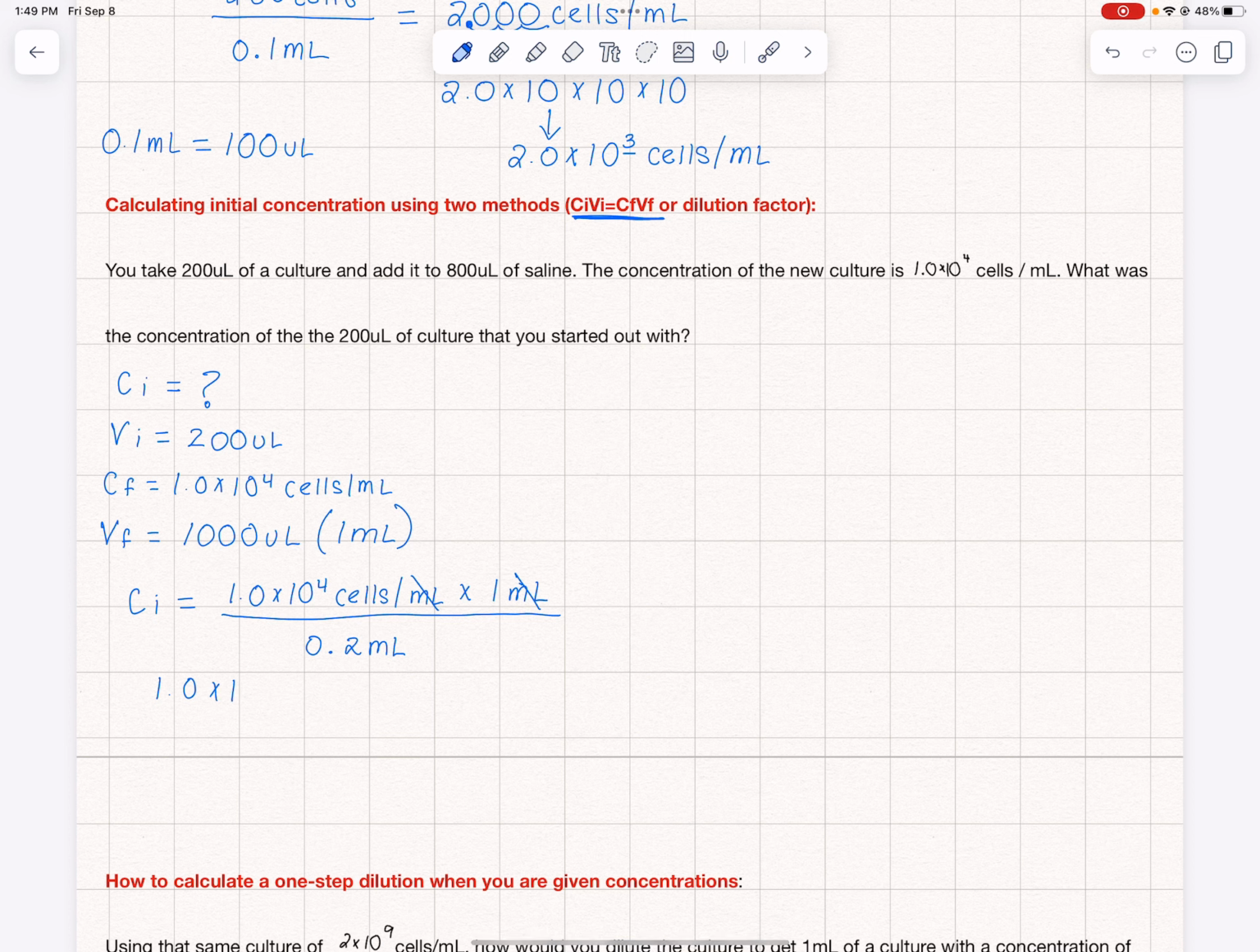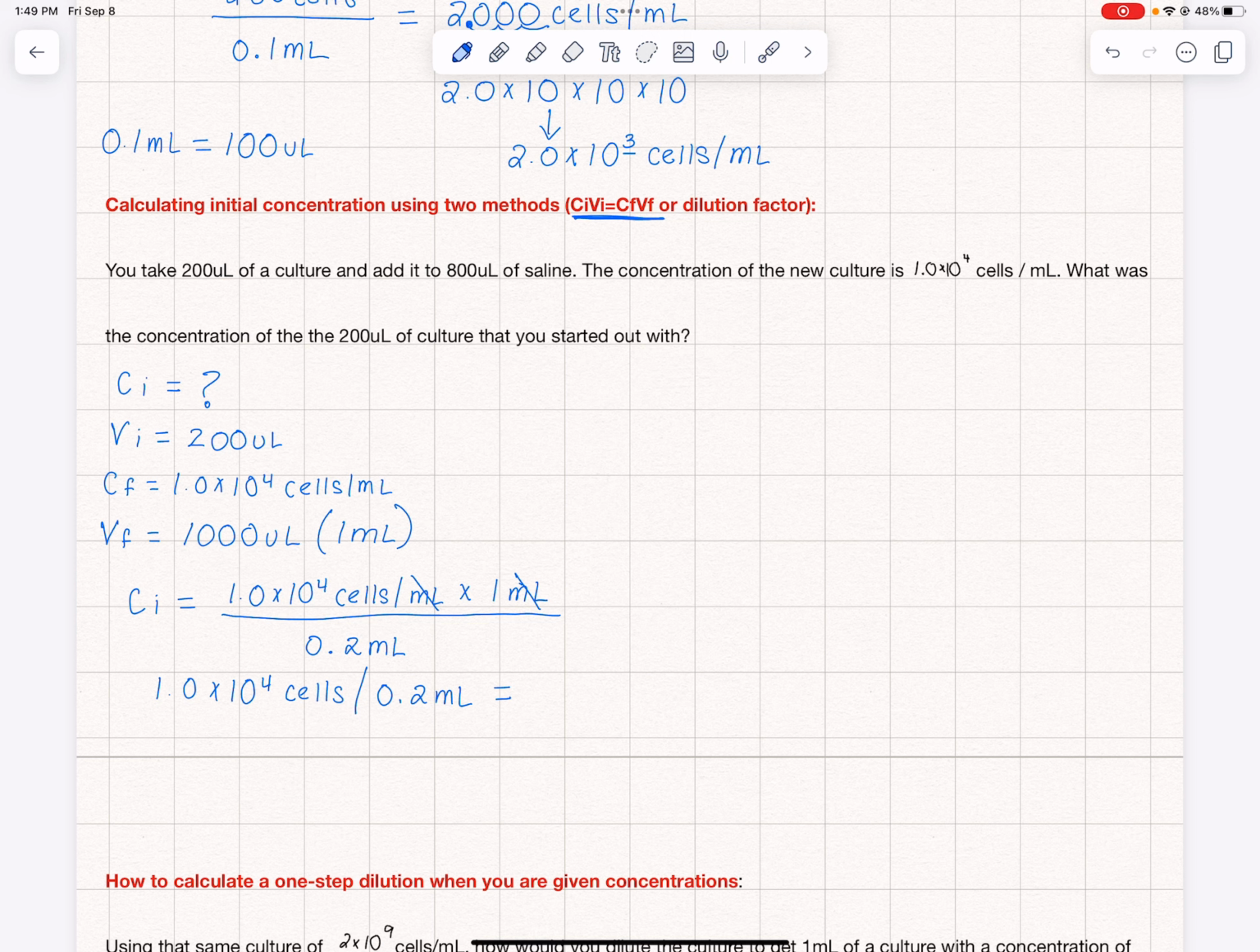1 times 10 to the 4th cells divided by 0.2 mL. And we know that dividing by a decimal is the same thing as multiplying, and in this case, it would be the same thing as multiplying by 5.